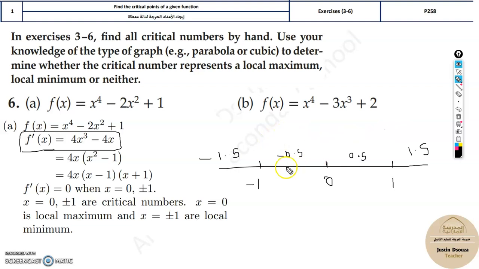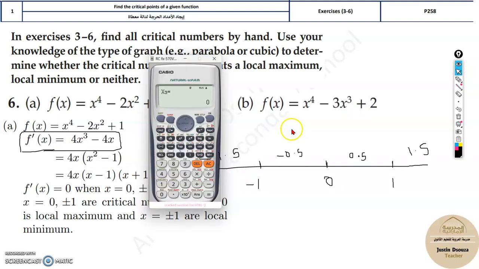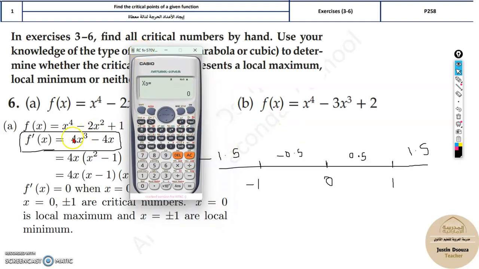So these are the test values. You need to put these values in this derived equation, not in the initial equation, the derived equation, and then check whether the value is greater than 0 or less than 0. We don't care about the value, we just care whether it's positive or negative. So over here, put 4, then minus 1.5 the whole cube, minus 4 into 1.5.